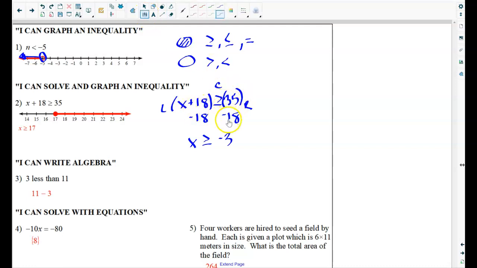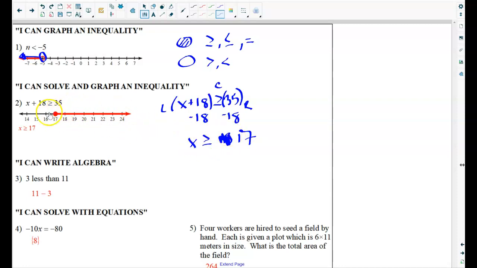Now 35 minus 18 is 17. Okay. Now that I'm here, I definitely want to take the opportunity to read x greater than or equal to 17. Okay, positive. But also remember that little trick. Any number bigger than or equal to 17. So any number bigger.